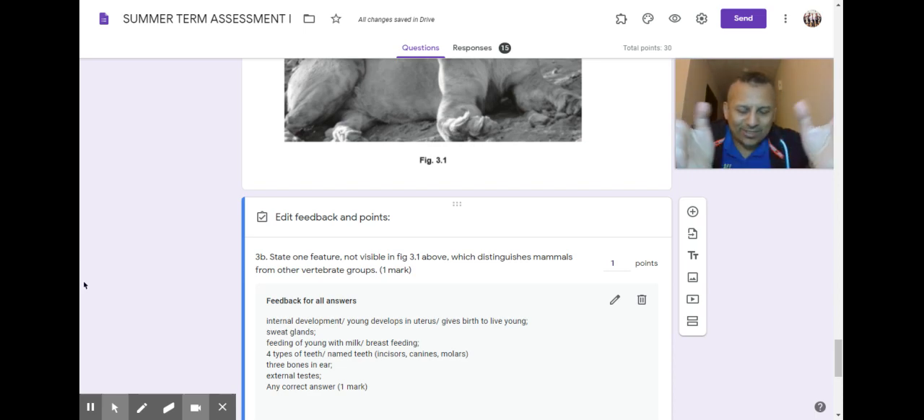Some very unique ones as well, I must say. Mammals have 3 bones in their ear, and also male members of the mammalian group have testes that are on the outside. There, I've said it. Okay, so they've got external testes.